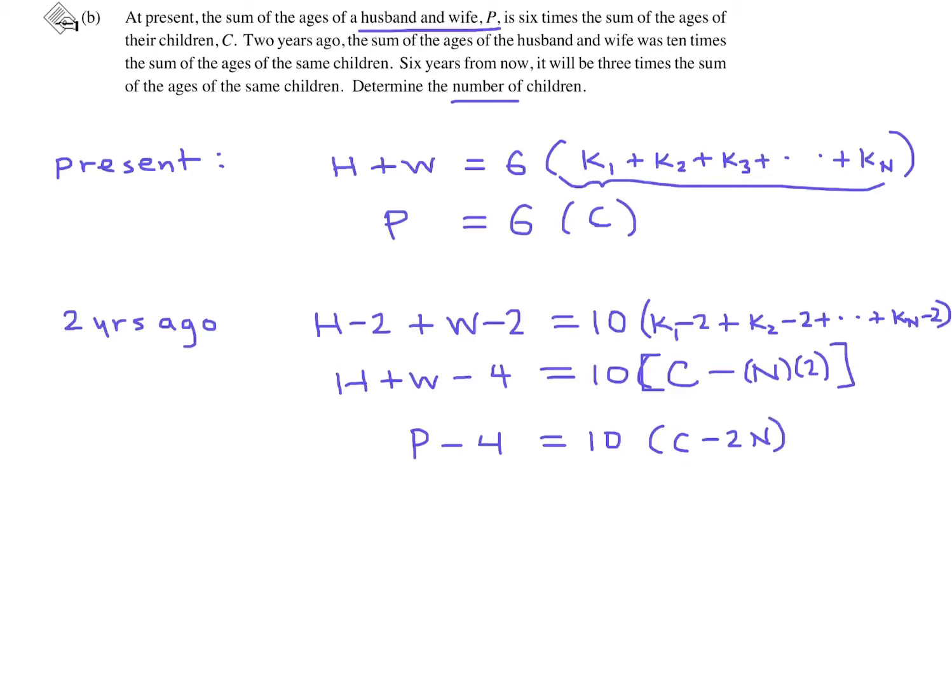Our third scenario is 6 years from now. It will be 3 times the sum of the ages of the children. Okay, so that means H plus 6 and W plus 6.